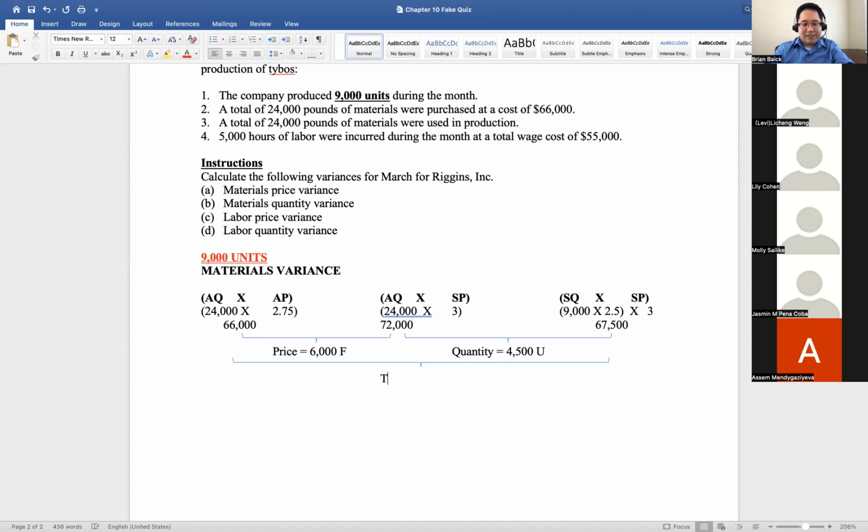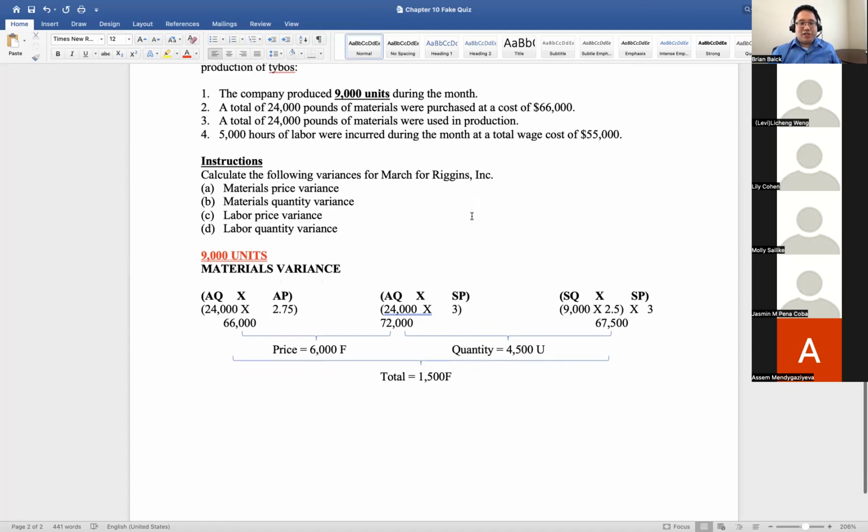And last but not least is the total variance. I'll rely on people to help me with that. What's that going to be? Take 66,000 minus 67.5, 1,500 F. Very good. 1,500 F. Anybody have any questions on this?